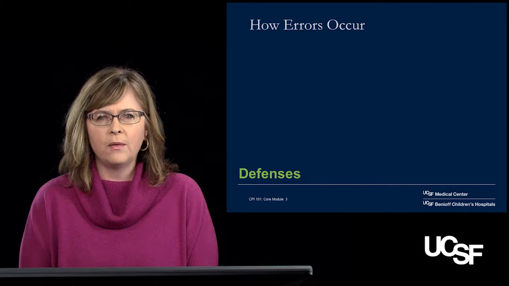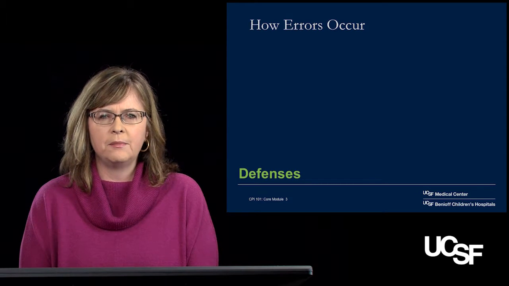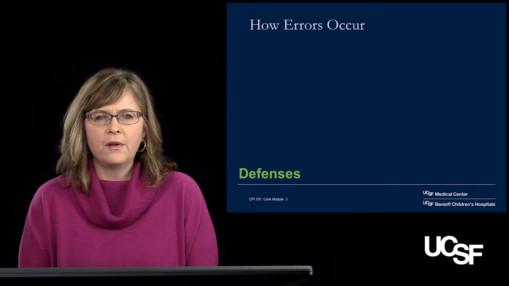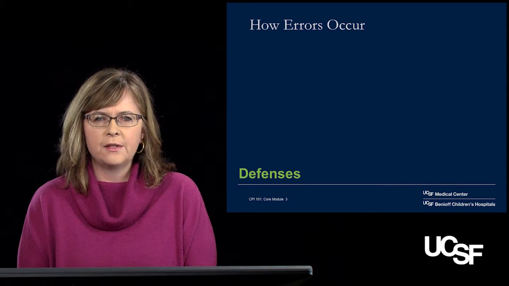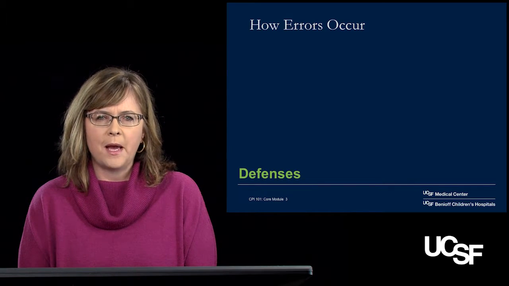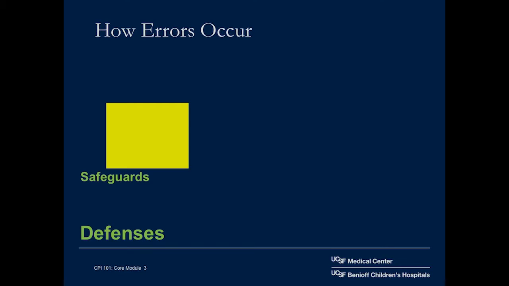Let's talk about how these errors can occur and result in patient harm. Our healthcare system is complex. Most complex systems have multiple layers of defenses to keep bad things from happening. So one of the kinds of defenses that we have are safeguards. Safeguards are technical solutions to help us do the right thing and keep us from doing the wrong thing.